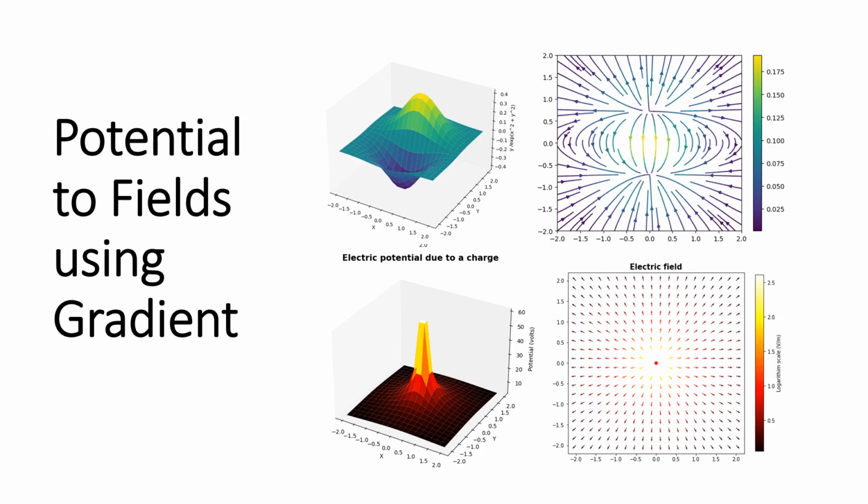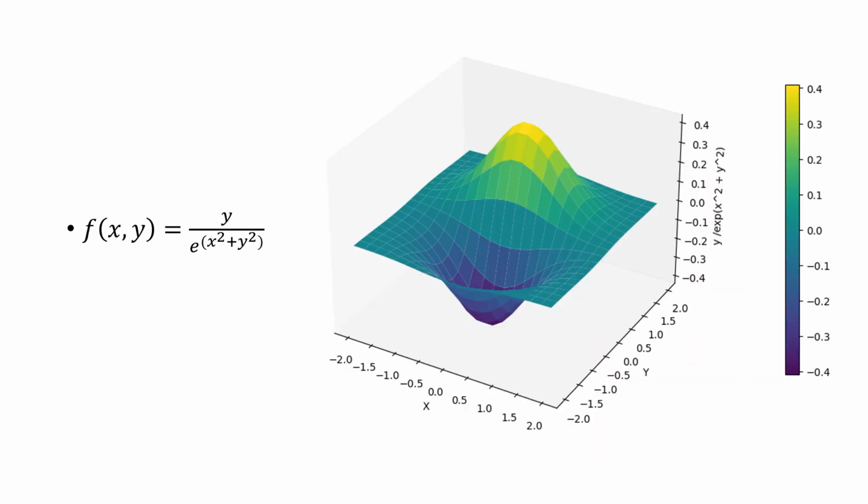Hello guys, today I'll explain how to get vector fields from a given potential or scalar function. Let's get started. First, I pose a problem to you. Suppose you are given a function f of x and y. It has two variables and is given by this equation.